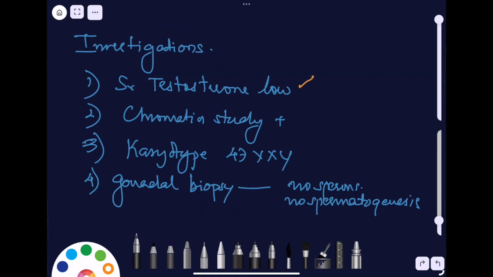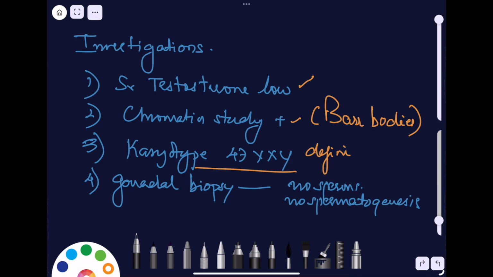Investigation shows presence of low serum testosterone levels. Chromatin study shows presence of a Barr body in a male fetus. Karyotype shows presence of 46XXY, which is a definitive diagnosis, and confirmation is through a gonadal biopsy.